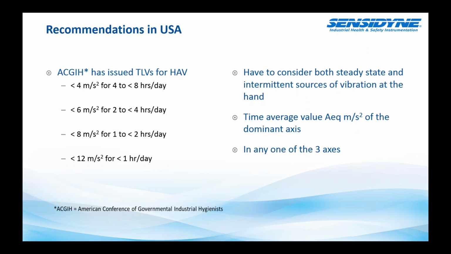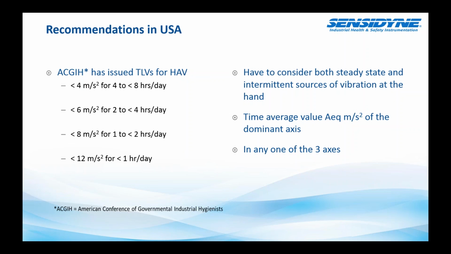Slight difference here, the ACGIH recommendations actually talk about the average level, the equivalent acceleration level, AEQ, in meters per second squared, but they talk about a dominant axis. So rather than being the resultant of the 3 axes, as we saw before, this is for any one of the 3 axes, either the X or the Y or the Z axes should be less than these limiting values.